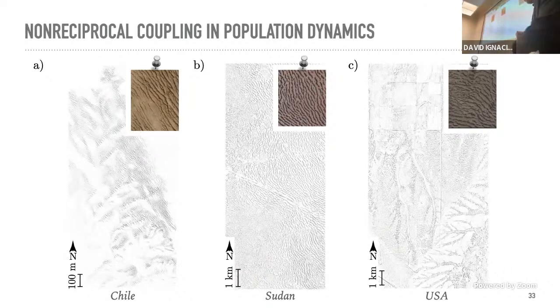So then we try to see if this could be observed in nature. We analyzed 3 different patterns that more or less had the conditions of our theory. So we have the pattern in Chile, and also some other patterns in Sudan and also in the USA. Here I show the pre-processed images that I used to make the analysis.